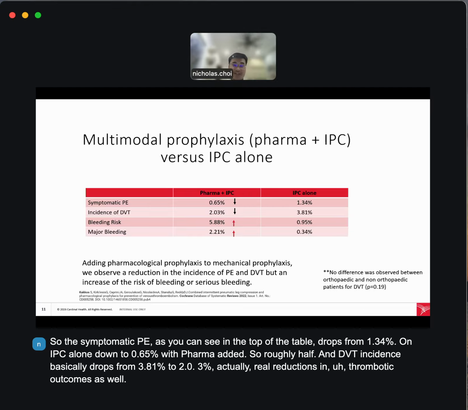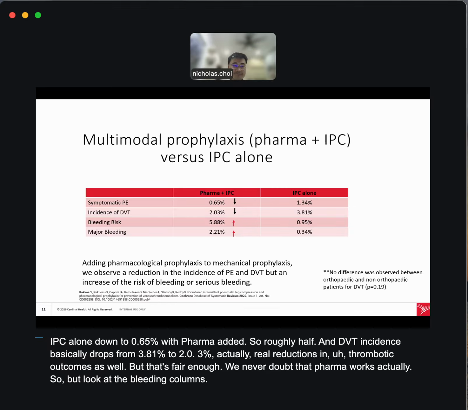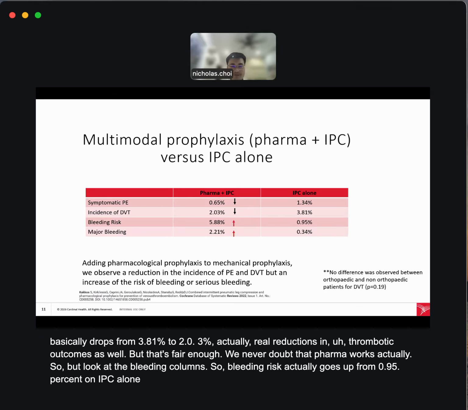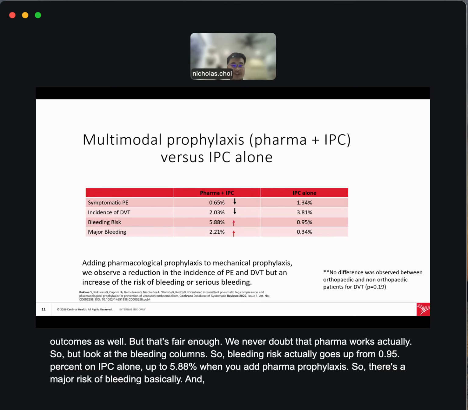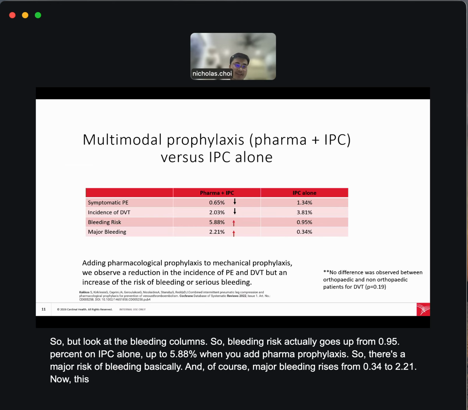But that's fair enough, we never doubt that pharma works. But look at the bleeding columns. Bleeding risk goes up from 0.95% on IPC alone up to 5.88% when you add pharma prophylaxis. So there's a major risk of bleeding. And of course, major bleeding rises from 0.34 to 2.21. Now, this is a clinically meaningful increase.